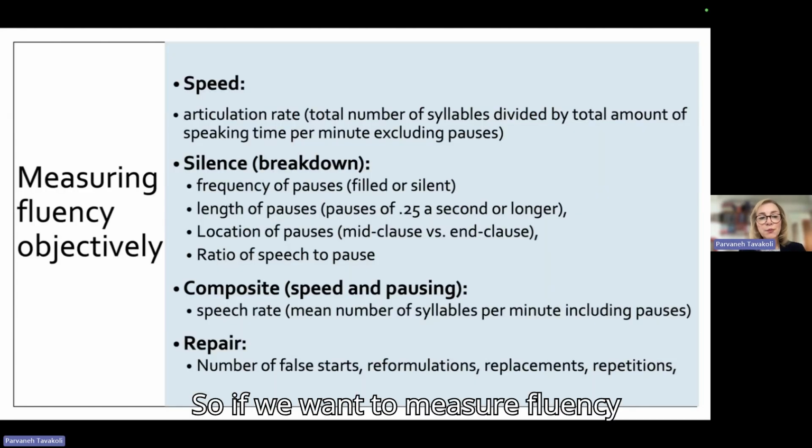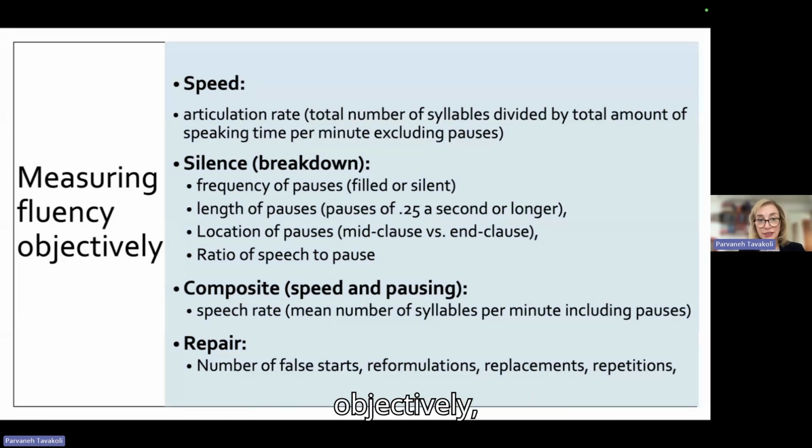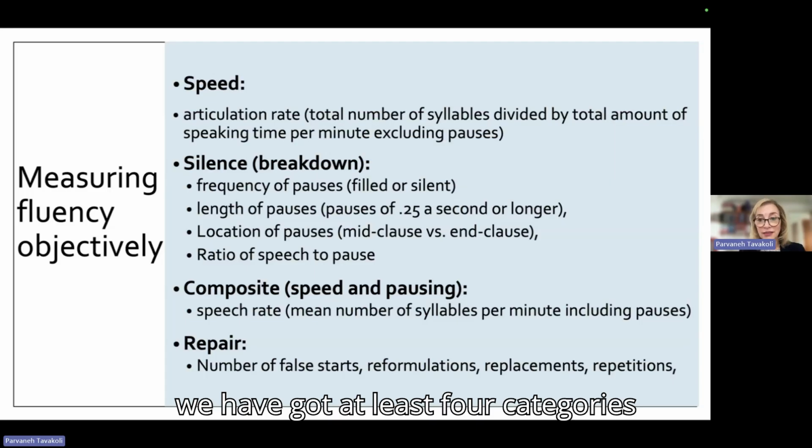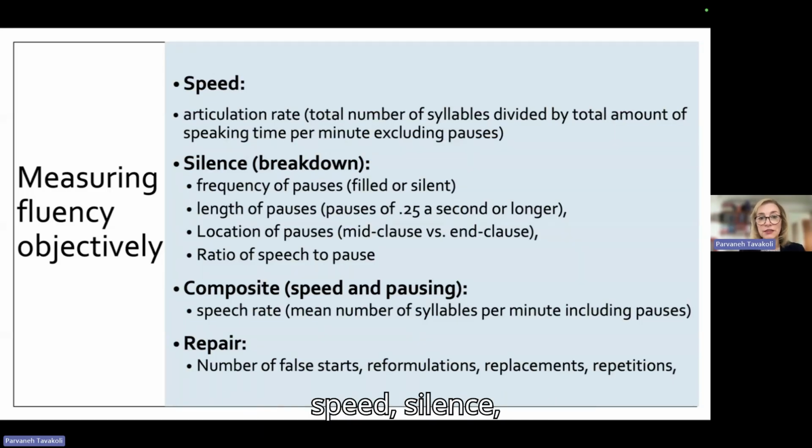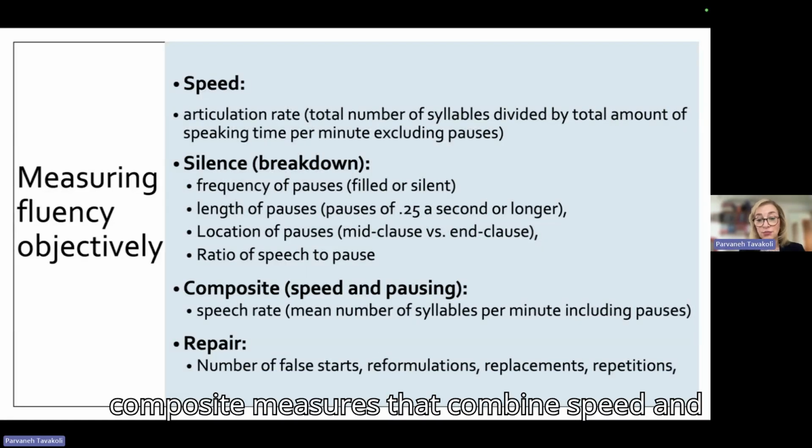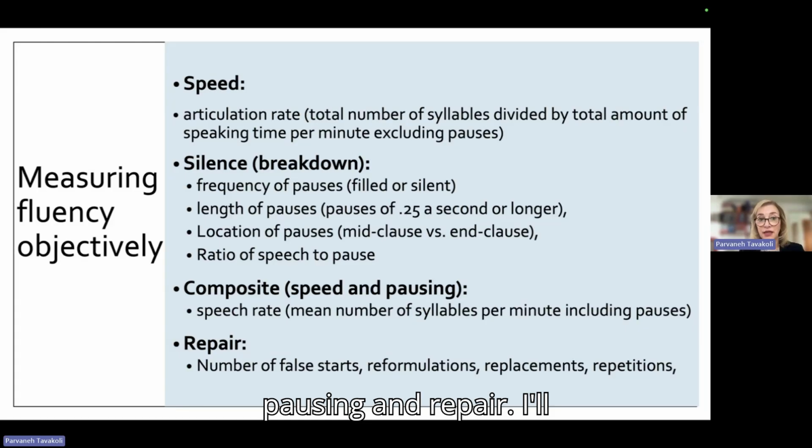So if we want to measure fluency objectively, we have at least 4 categories, 4 dimensions, to look at: speed, silence, composite measures that combine speed and pausing, and repair. I'll come back to these later on.